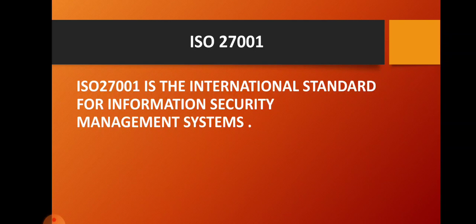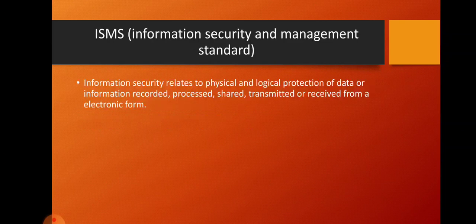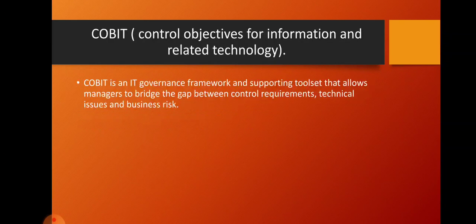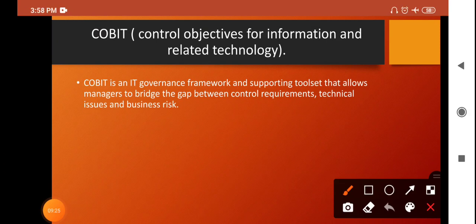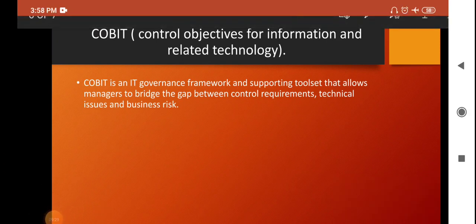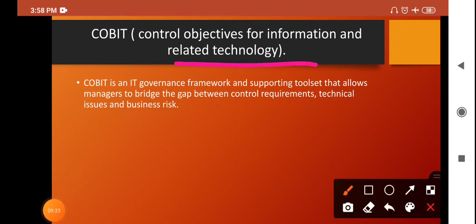If you have an ISMS, good. If you want a good ISMS, then the ISO 27001 recommended standard can be used for an information security management system. Next is COBIT. COBIT stands for Control Objectives for Information and related Technology. Again, it is an audit related thing. C for control, OB for objective, and I for information and related technology. It is an IT governance framework and supporting toolset that allows managers to bridge the gap between control requirements, technical issues and business risk.